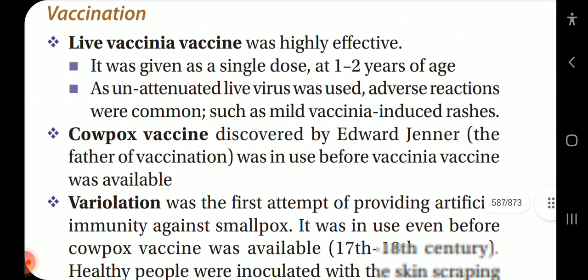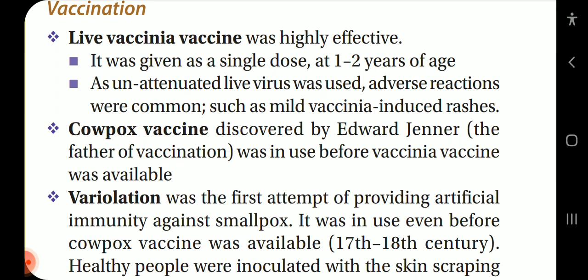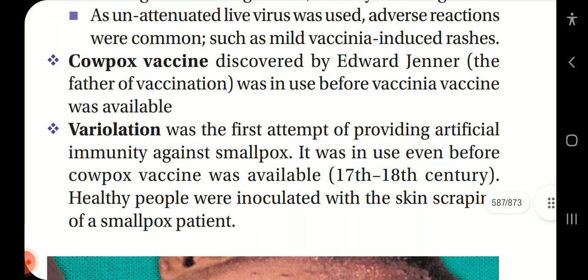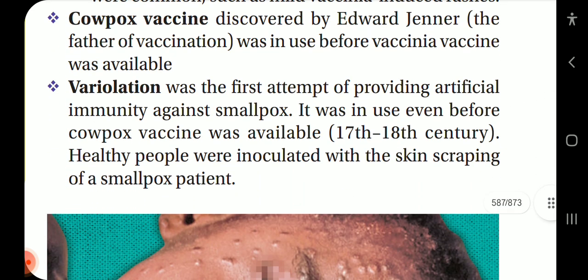Vaccination. Live vaccine was highly effective. It was given as a single dose at 1 to 2 years of age. As an unattenuated live virus was used, adverse reactions were common, such as mild vaccinia-induced rashes. Cowpox vaccine, discovered by Edward Jenner, the father of vaccination, was in use before vaccinia vaccine was available.